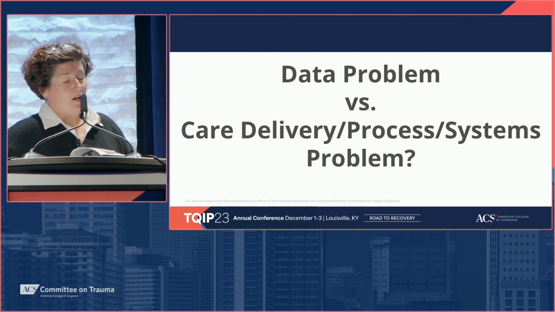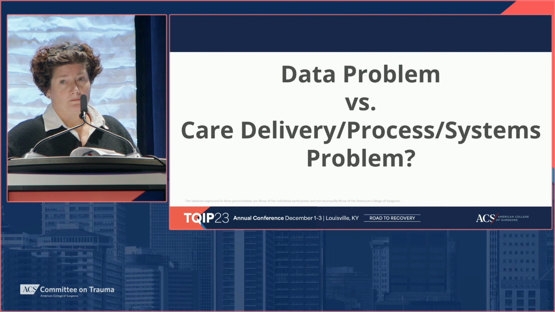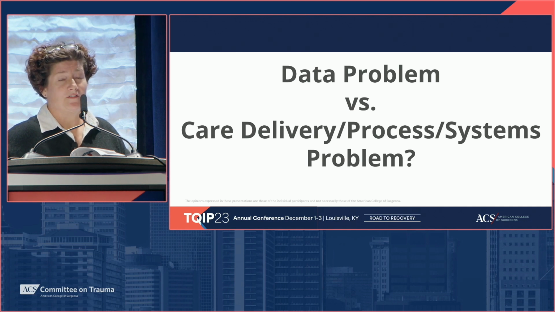So do I have a data problem or a care delivery process and systems problem? Well, I know I have a data problem, but I still do not know if I really have a care delivery problem for that cohort. But I'm pretty certain that if we were able to exclude those 46% of the patients with an advanced directive, it's going to move the needle for what decile we fall into.